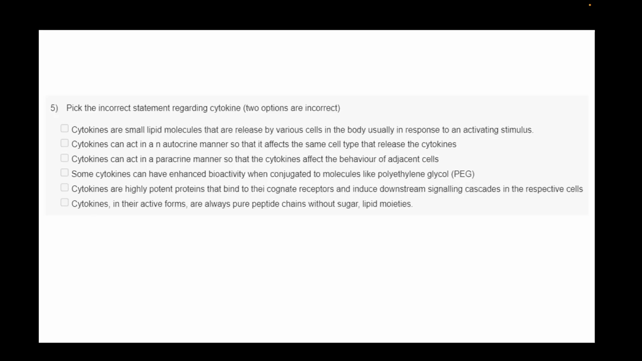Fourth option, some cytokines can have enhanced bioactivity when conjugated to molecules like polyethylene glycol. Fifth option, cytokines are highly potent proteins that bind to their cognate receptors and induce downstream signaling cascades in the respective cells. Last option would be cytokines in their active forms are always pure peptide chains without sugar or lipid moieties.